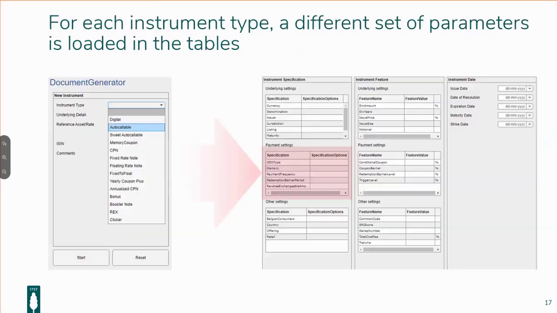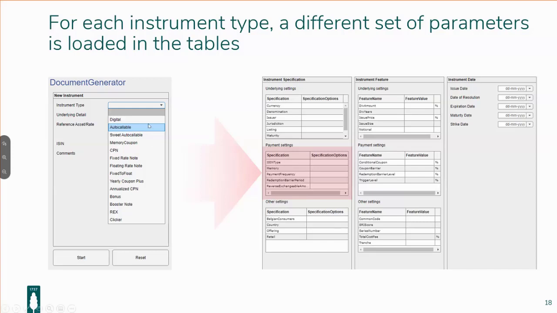And just to give you some examples of what this looks like in practice, I have here on the slide the main screen, given that we choose, for example, an autocallable node as a new instrument. And you can see here in the highlighted section that for the payment settings, for example, we have some of the autocallable specific characteristics which are shown, such as whether or not we have a memory feature.